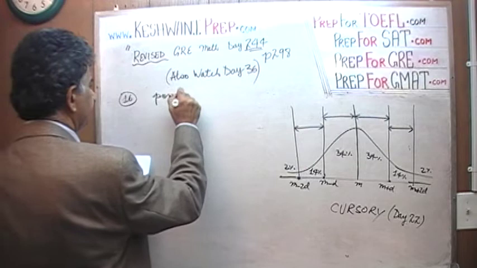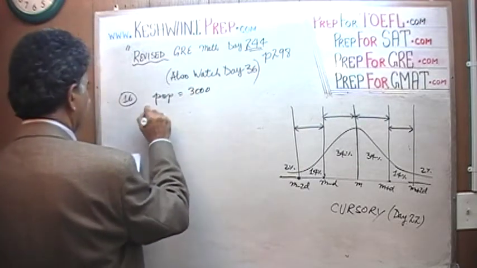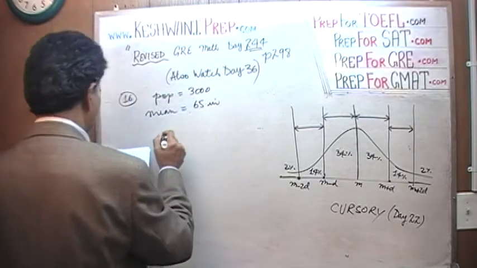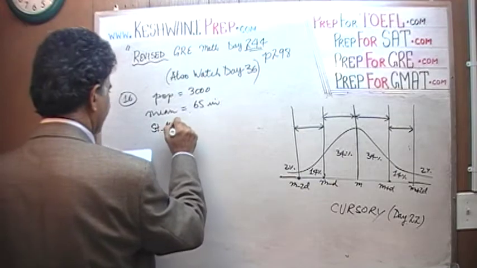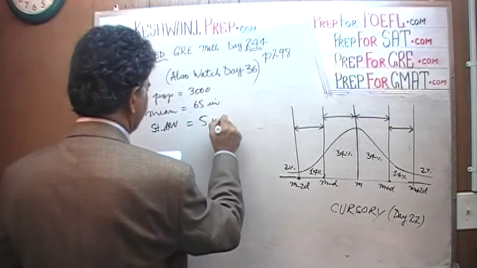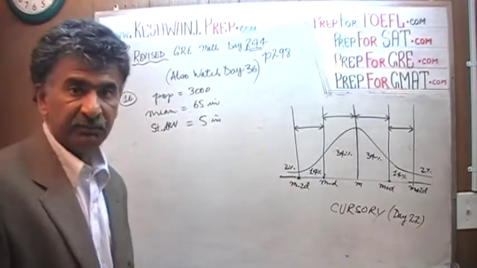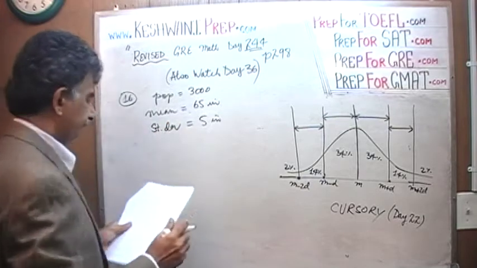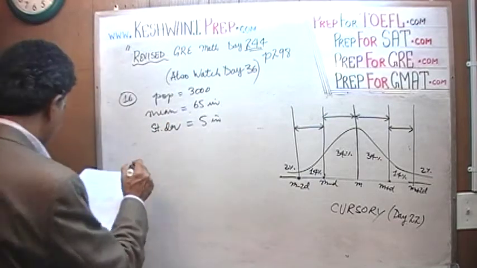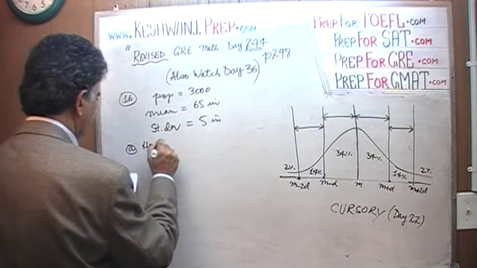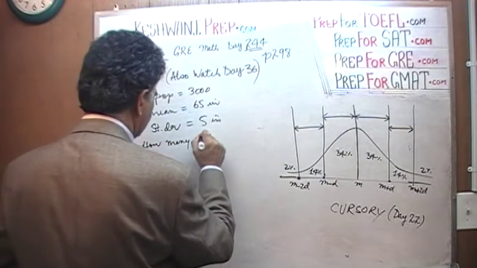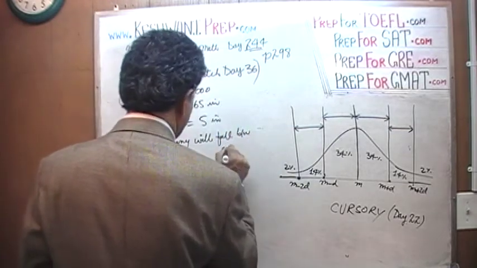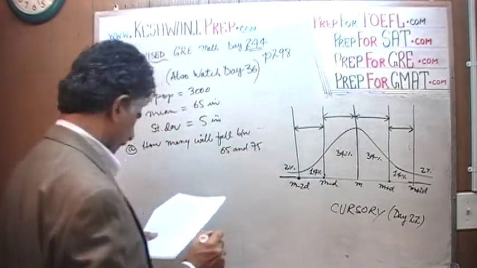We have a population of 3,000. We are told that the mean is 65 inches. The standard deviation, we are told, is 5 inches. Whether it is 5 inches or 5 centimeters or 5 meters, it doesn't really matter. The unit is of no interest to us. The question simply is, how many will fall between 65 and 75? Well, let's take a look at it.